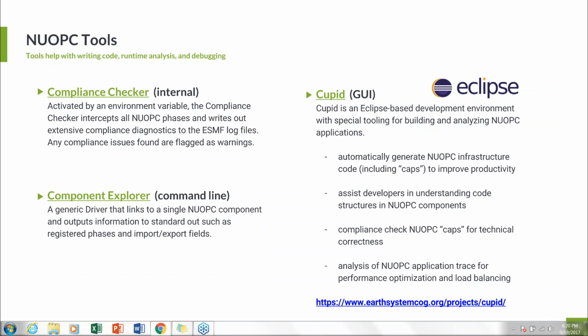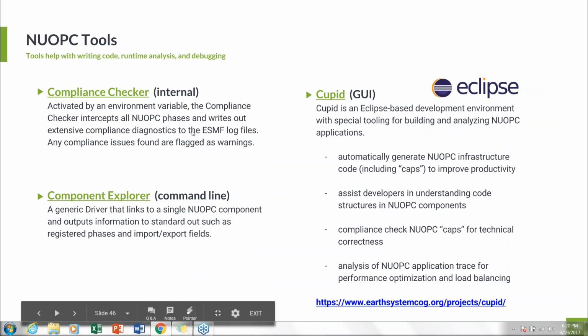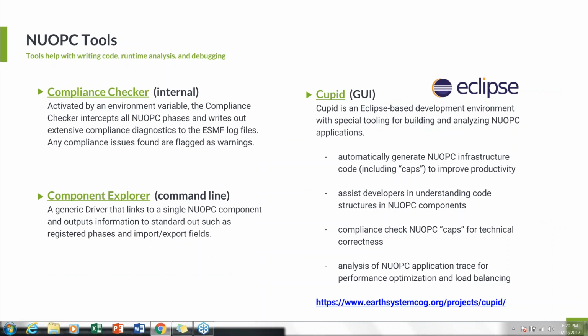There's also a few tools that I'll just quickly mention. There's a compliance checker. This is built into NUOPC. All you have to do is turn on an environment variable, and it will write out verbose compliance diagnostics into the log files. It will flag warnings if it sees something that looks like it may not be NUOPC compliant. And it's also helpful for debugging because it gives a lot of information about the internals of what NUOPC is doing.